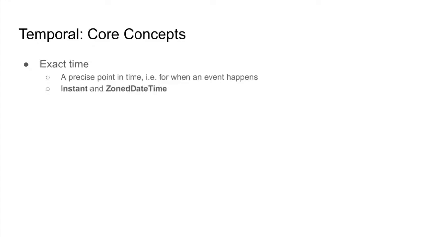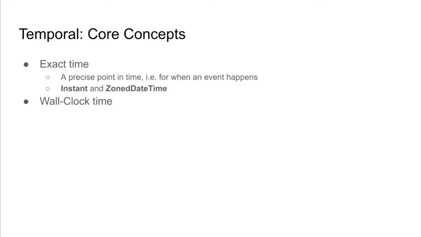The core concepts it brought to us. The first concept that I want to talk about is the exact time, which represents a precise point in time. For instance, when an event happens, or a document was created, or something was persisted, or when a call for proposals closes, for instance, it should be a precise point in time. And it's represented by those two constructs, the Instant and ZonedDateTime.